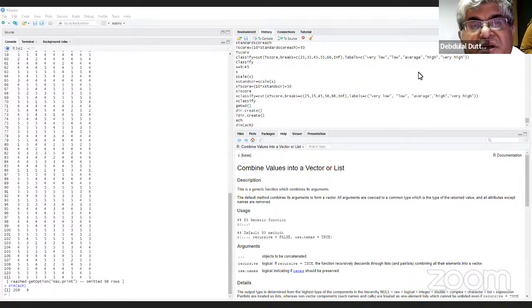So Ruchira will tell you what the study is and other things. Before that, I am giving you the general idea about how to do this in R.